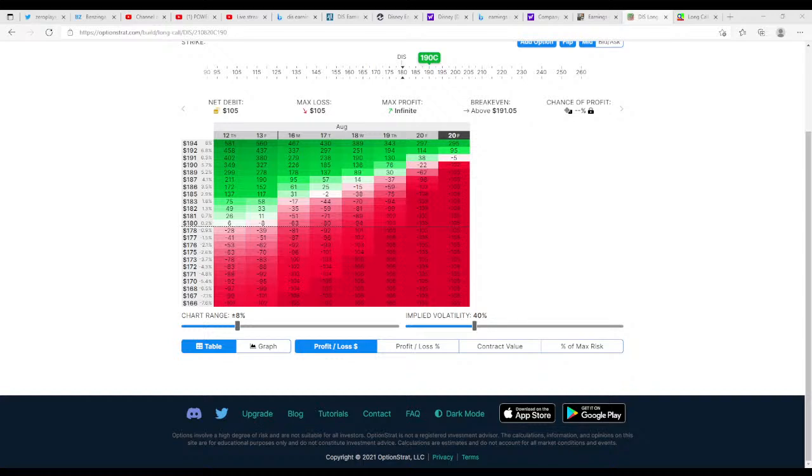If it doesn't, let's go back and look. We profit as long as it hits 181 or higher. 181 or higher, we profit. And we profit by 11% there, 33, 58, 117, on up like that.